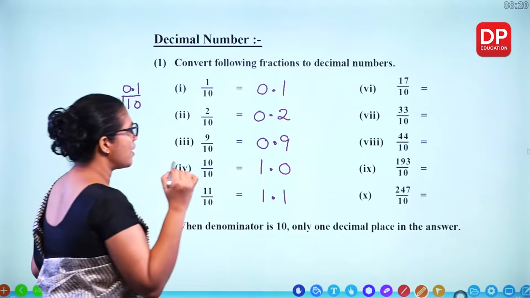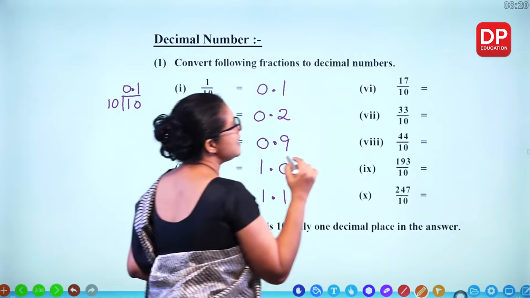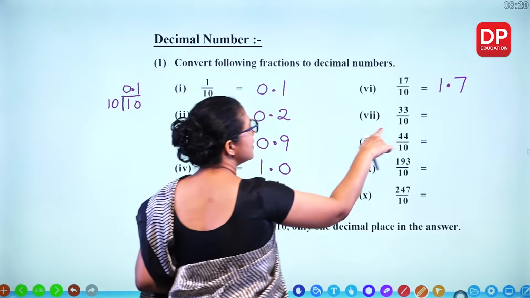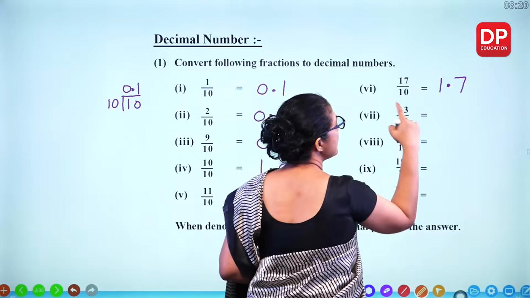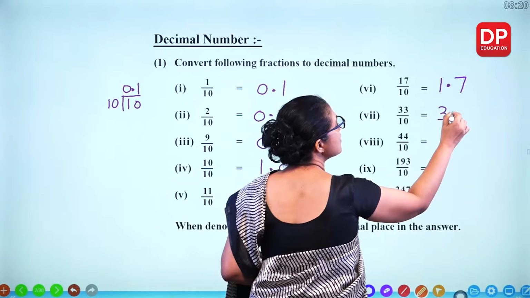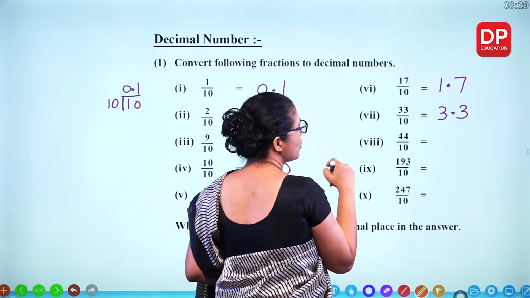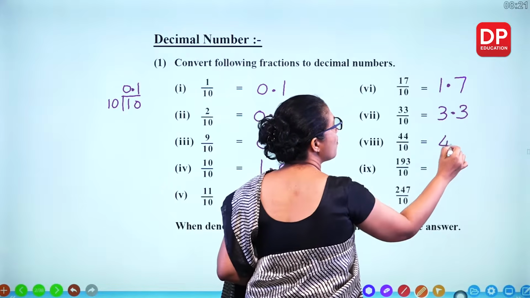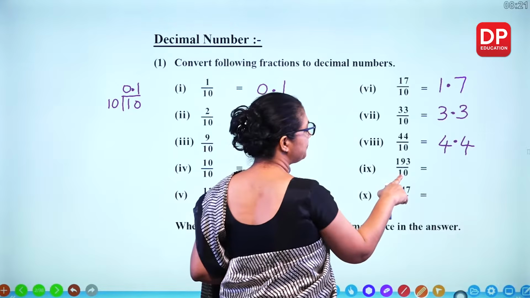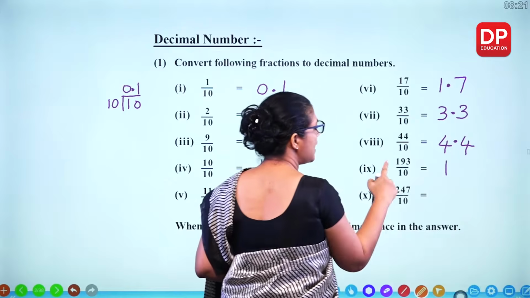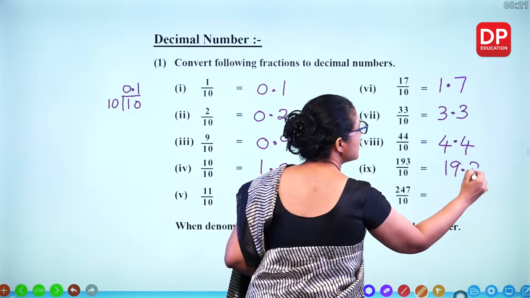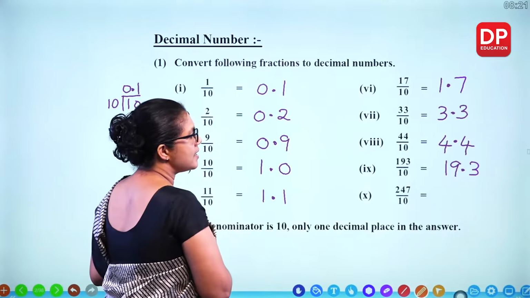11 divided by 10, 1.1. 17 divided by 10, 1.7. 33 divided by 10, 10 times 3, 30, another 30, so 3.3. 44 divided by 10, 4.4. 193 divided by 10, 10 times 1, 10. And for 90, that's 9. And for 30, so 19.3.